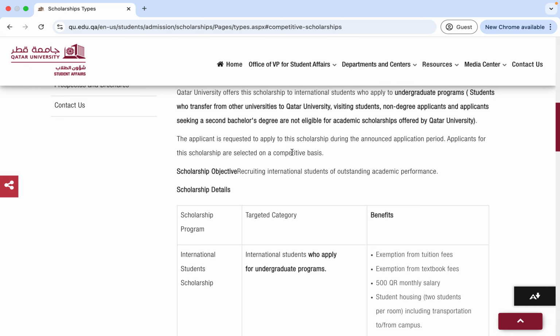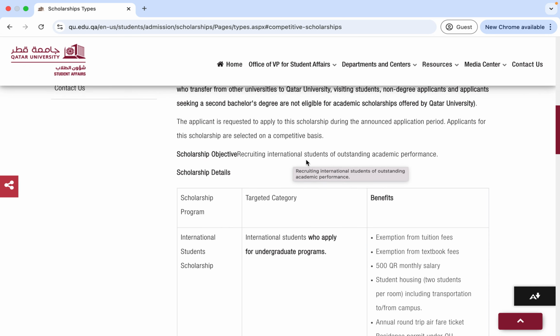The applicant is requested to apply for this scholarship during the announced application period. Applicants for this scholarship are selected on a competitive basis, meaning that they have criteria. It's not like when you apply for it, you get it. Unlike the non-competitive one, which does not really concern us in this video because it is more for the Qataris and those from the Arab world. For those non-competitive ones, when you just apply, it is 100% certain that you're getting it. But this is competitive, so they could have criteria like your previous high school scores and the rest of it.